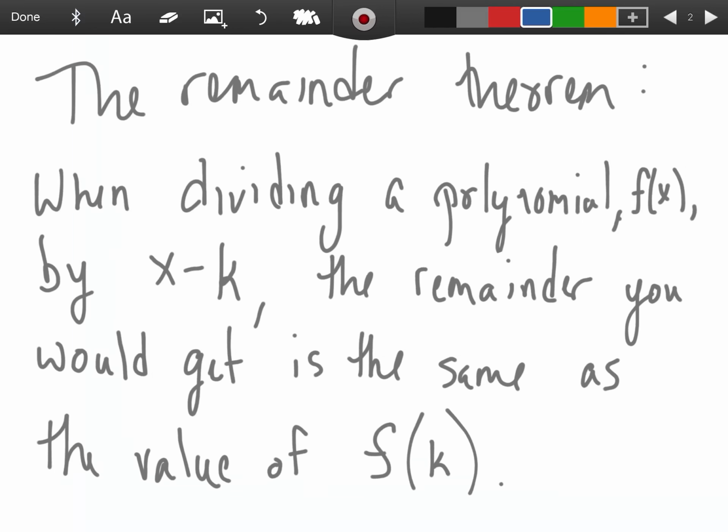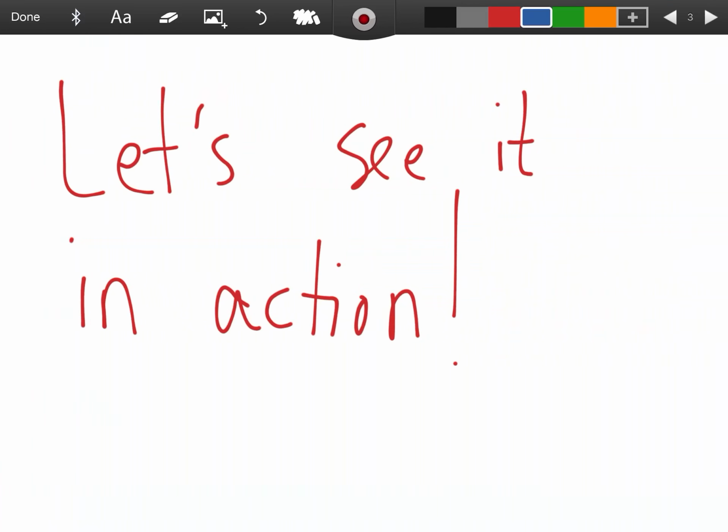What the remainder theorem tells us is that if you are dividing some polynomial, which we'll just call f of x, by x minus k, like for example x plus 2 or x minus 3, the remainder that you would get is the same as the value of f of k. We'll see this in action in a second.